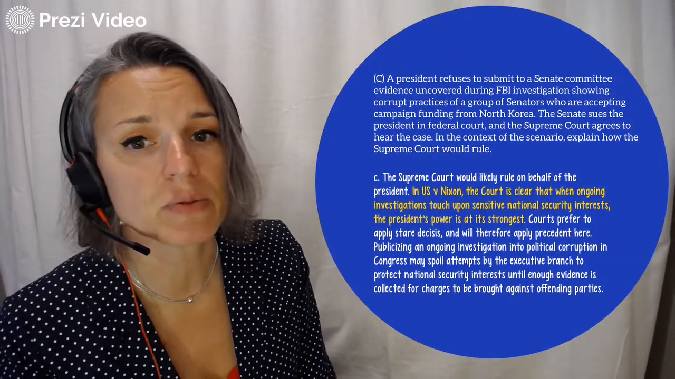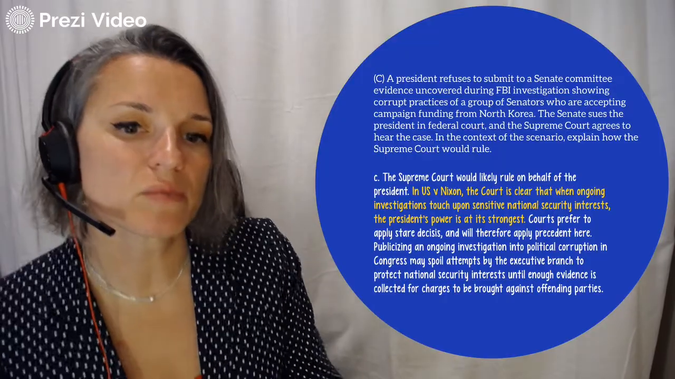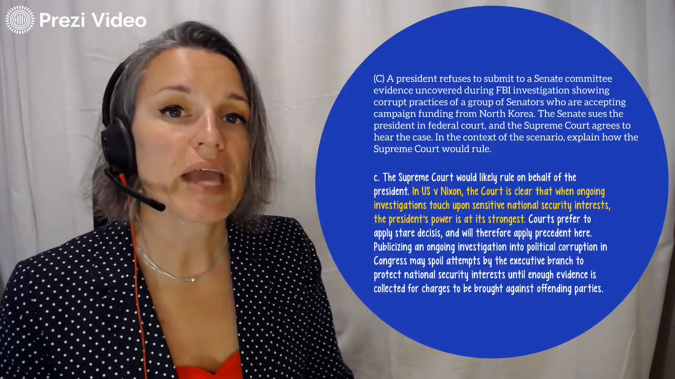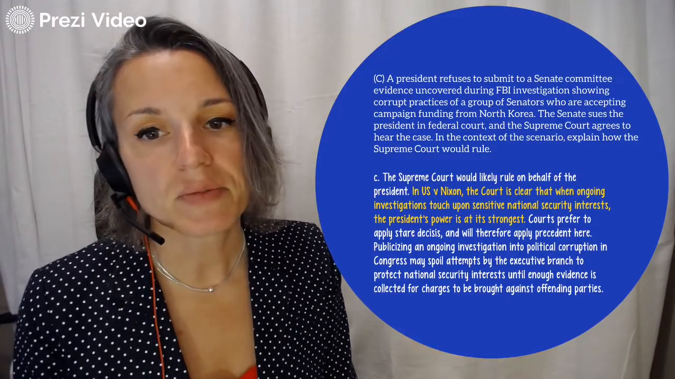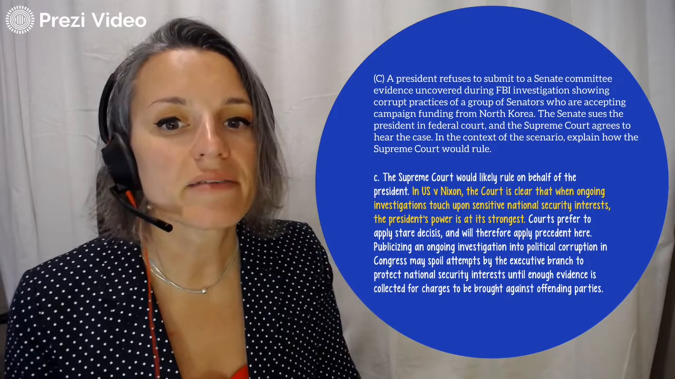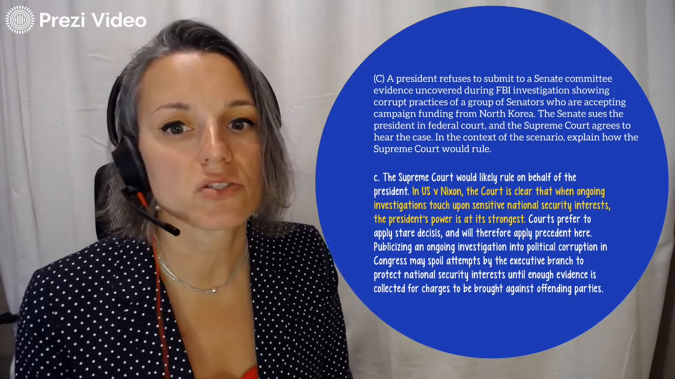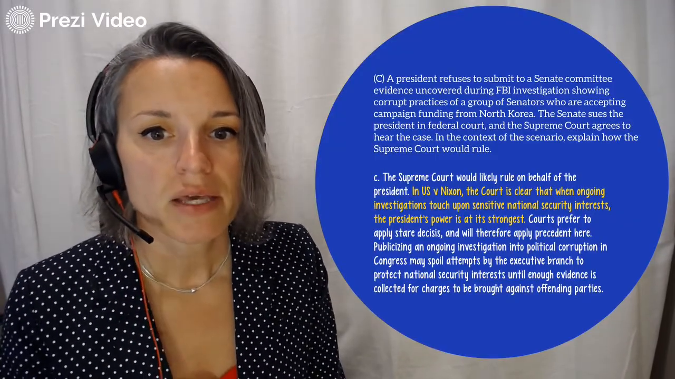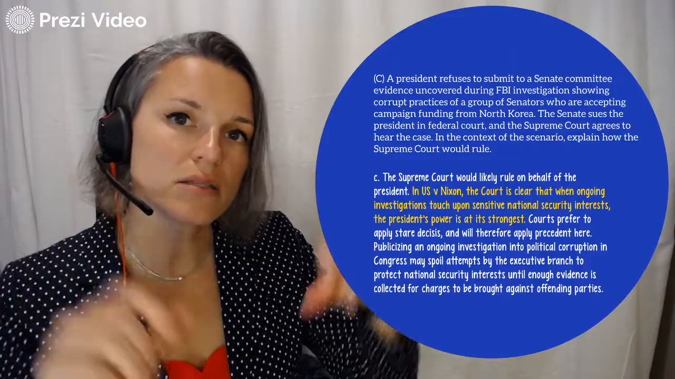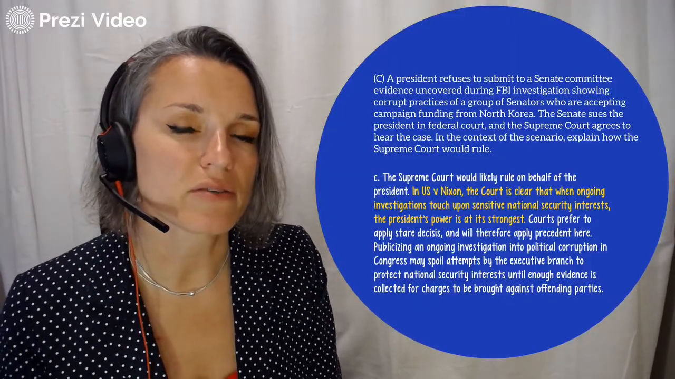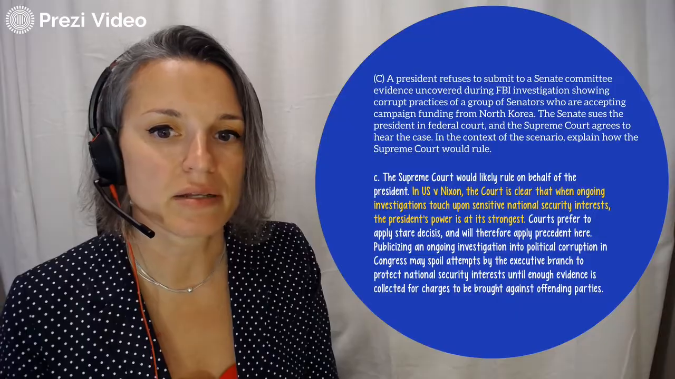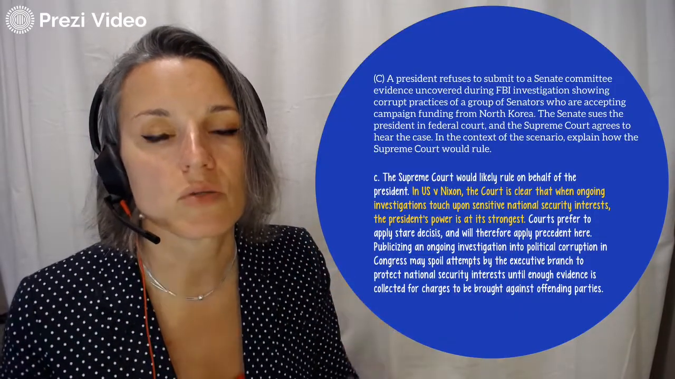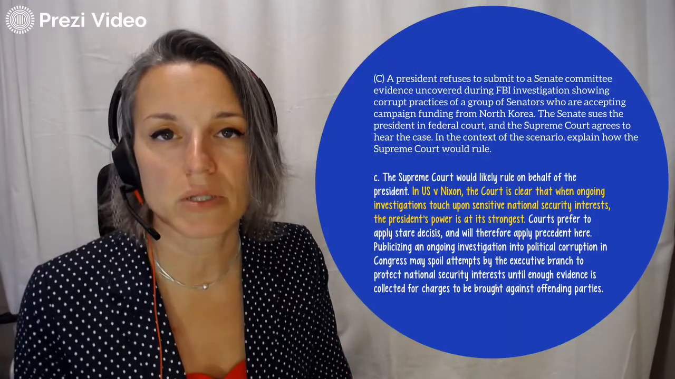And then we come to our C point. Our C point, we get just a little bit more information to help us understand something different. So we have a hypothetical president refuses to submit to a Senate committee evidence uncovered that shows corrupt practices of other senators who are accepting funding from North Korea. Here, I need to make sure that I'm solidly connecting back to my understanding of what's going on in the scenario and content. And so that is where I'm saying, okay, I think here again, it's asking me, what would the Supreme Court do? Hypothesize how the Supreme Court would rule.